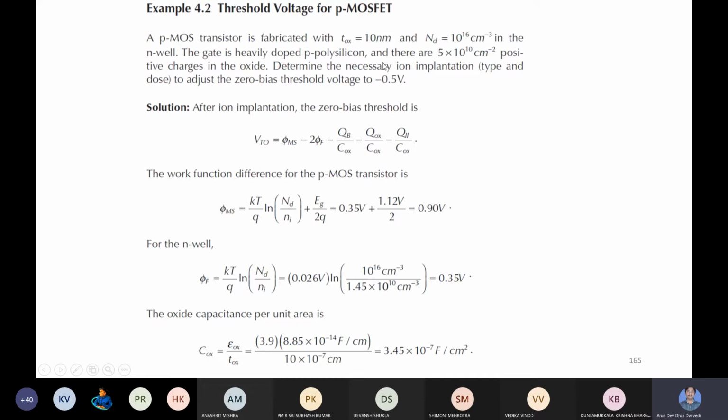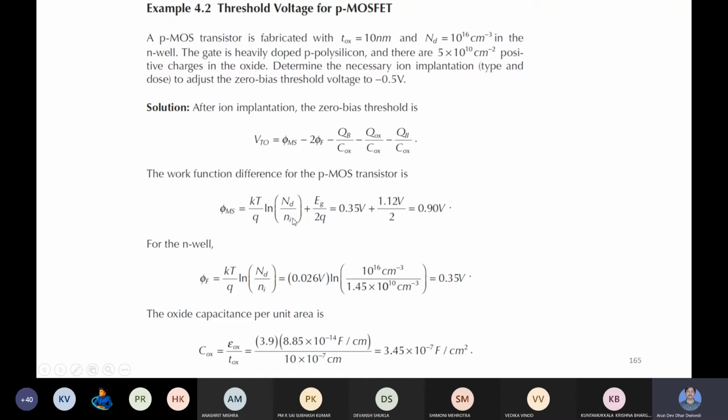It is P type, so for working this transistor as an enhancement mode transistor, a negative threshold voltage is required. But with this much design parameter, maybe we are not getting a negative threshold voltage, and it is also targeted that minus 0.5 threshold voltage is required. So some of this term Qi by Cox is required, and this Qi you have to find out. Let us first find, after ion implantation, this is the formula. So let us first find the work function difference between the semiconductor, meaning n type silicon, and the polysilicon gate.